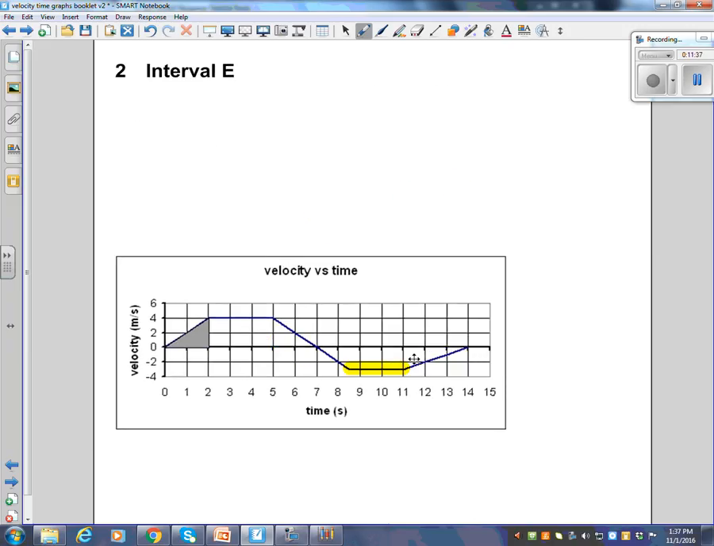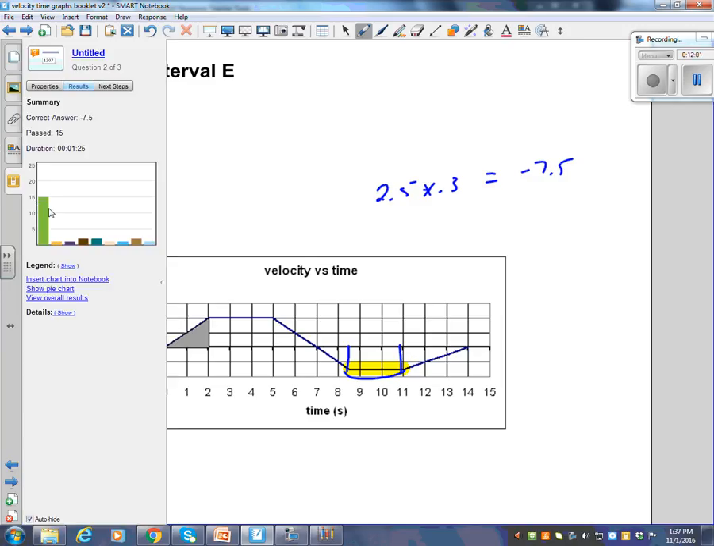Interval E is the flat one, so it is a rectangle. From 8.5 to 11 is a total distance of 2.5. The height goes down to -3. So 2.5 times -3 is -7.5.